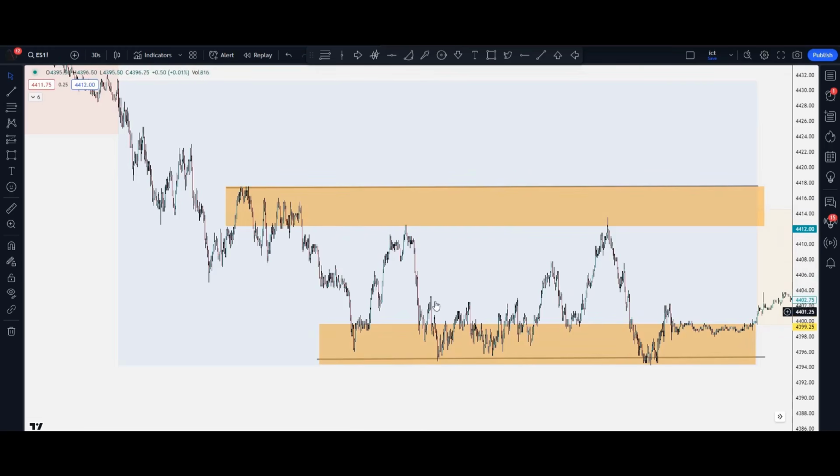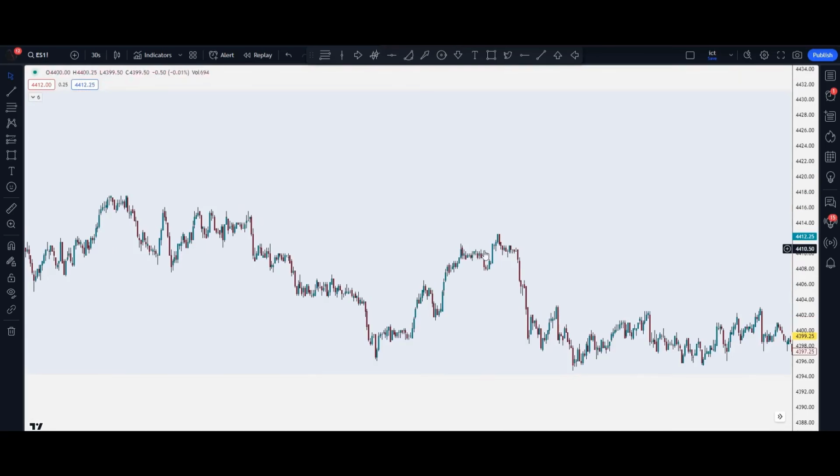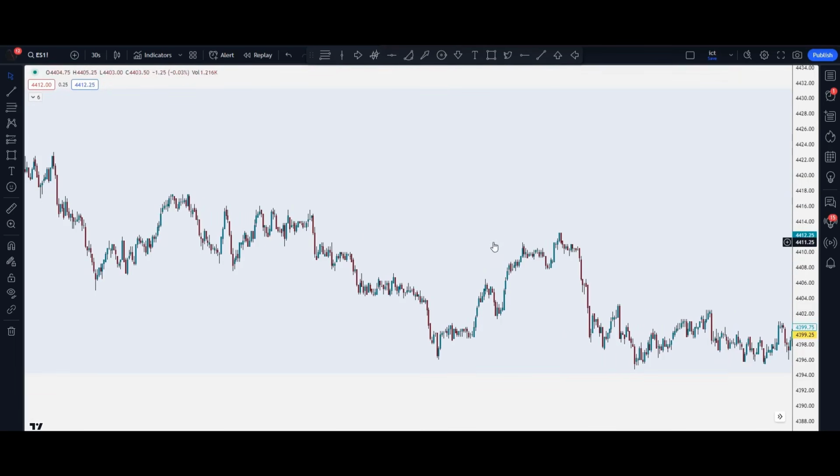The outside of the zone, this is external range liquidity. The outside ranges are external range liquidity. Inside, those highs and lows are likely to be broken. They're meant to be broken. These outside ones are not. They're meant to be traps and reversals. Okay, this is in the outside of the zone.